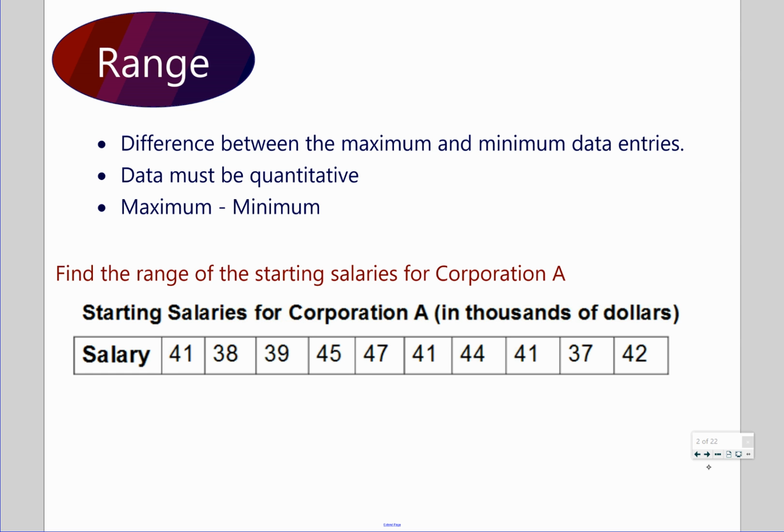Max minus min. Okay. So for example, here I've got a bunch of salaries. They're in thousands of dollars. If I wanted to calculate the range of that, I would just need to find the maximum value and the minimum value. What's the maximum value in this little table here? 47. What's the minimum value? 37. So 47 minus 37 was going to give me what? 10. So technically that represents $10,000 is the range of the salaries. Okay, good. Nothing crazy there. I know you guys have done that before. Max minus min.